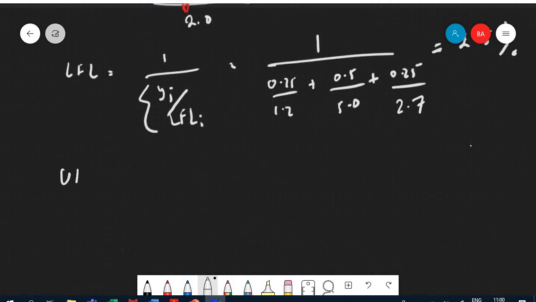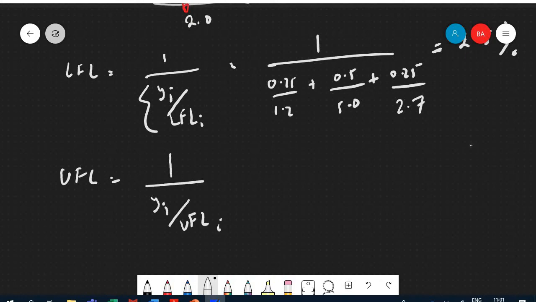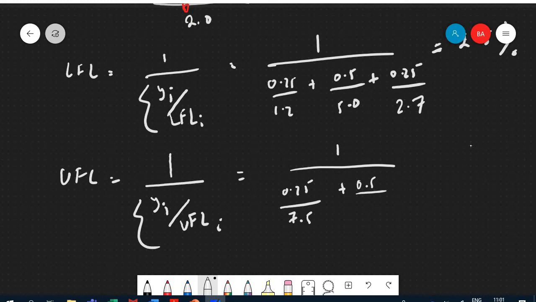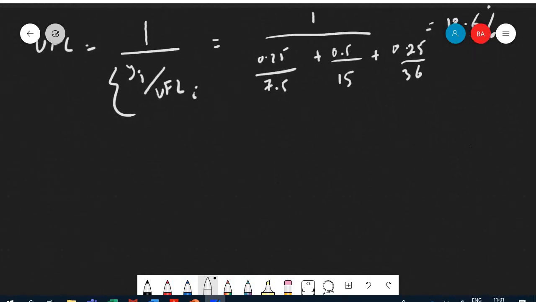What is my upper flammability limit? I'm going to calculate it in a very similar fashion, and all the details are here. This is 0.25 over 7.5, the upper flammability limit for hexane, plus 0.5 over 15, the upper flammability limit for methane, and then for ethylene 0.25 over 36, that is the upper flammability limit, and this is equal to 13.6%. So what did we find? We found our lower flammability limit and the upper flammability limit for our problem here.